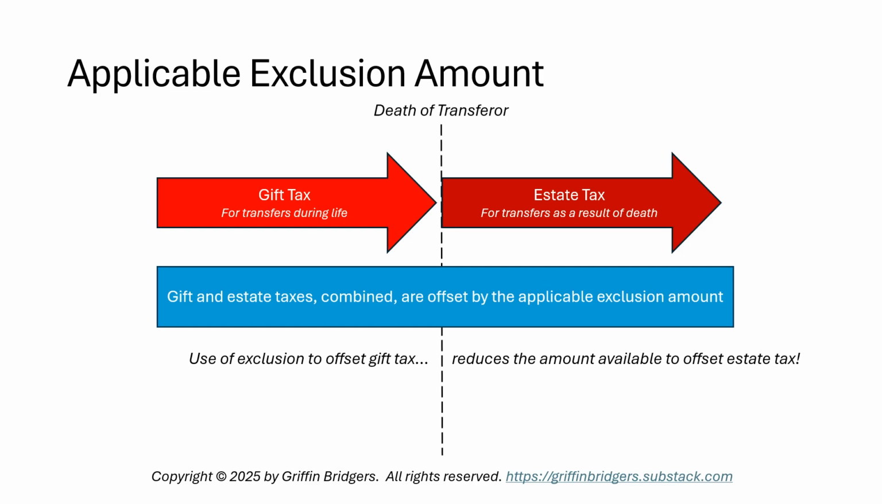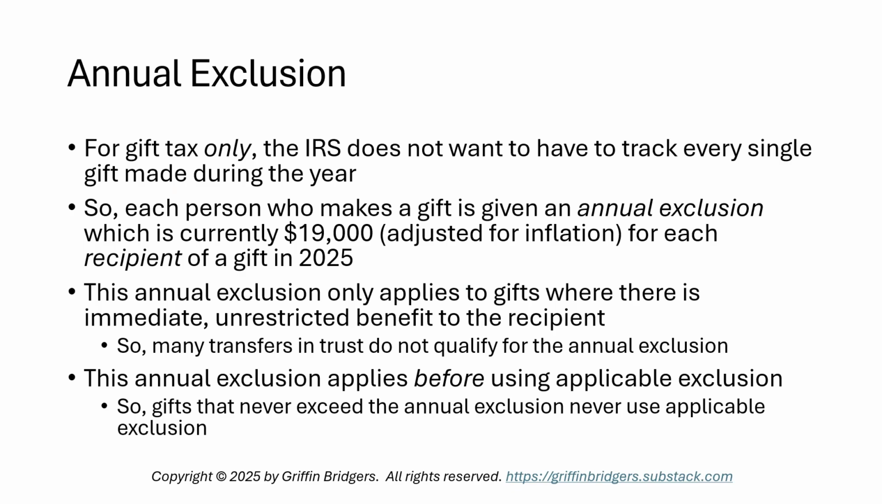So when we look at these combined, our gifts and estate taxes on a chronological basis are going to be offset by the applicable exclusion amount. So use of exclusion to offset gift tax during life is going to reduce the amount available to offset estate tax at death. But the way we get there isn't going to be quite that simple. It's not a simple numerical subtraction.